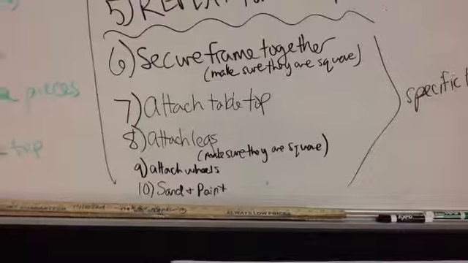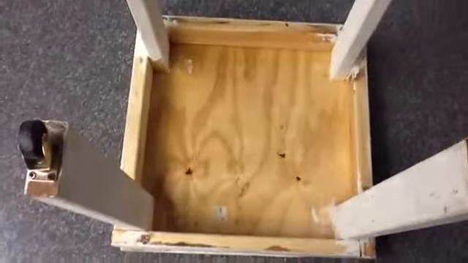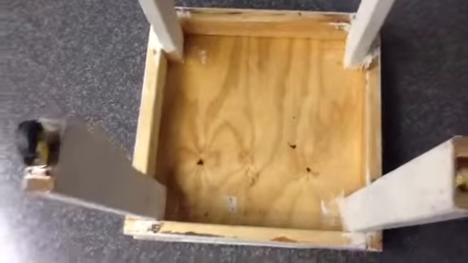Step seven would be attaching the tabletop. Again, you could flip it over and attach it, glue it this way, but it would require you placing screws from the top. And you can see the screws here, every 6 inches or so.